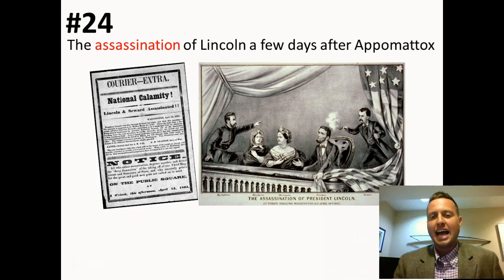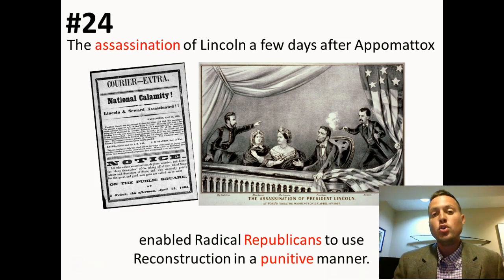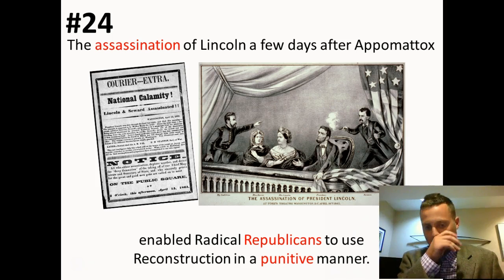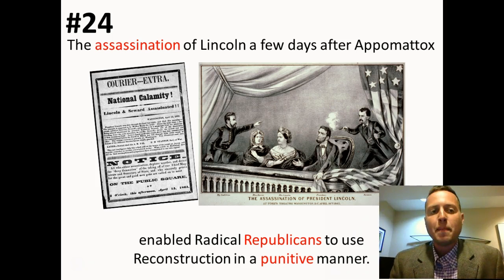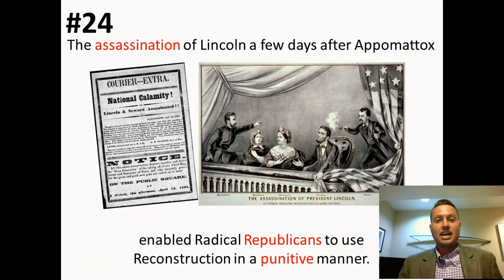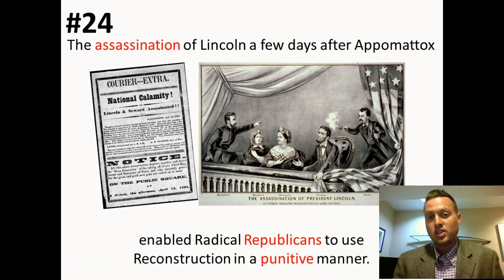Write this in. The assassination of Abraham Lincoln just a couple of days after Lee surrenders to Grant at Appomattox changes Reconstruction permanently. This enabled a new group, those are called the Radical Republicans, to use Reconstruction in a punitive manner, meaning they plan on punishing the South for causing the Civil War. Lincoln did not believe in punishing the South. Lincoln believed in a lenient Reconstruction, but the Radical Republicans believe in punishing the South. So now Reconstruction has changed.